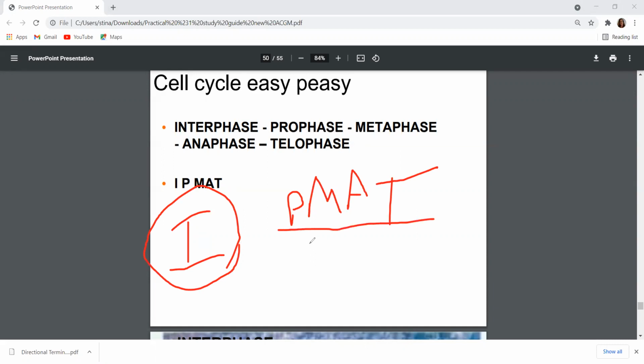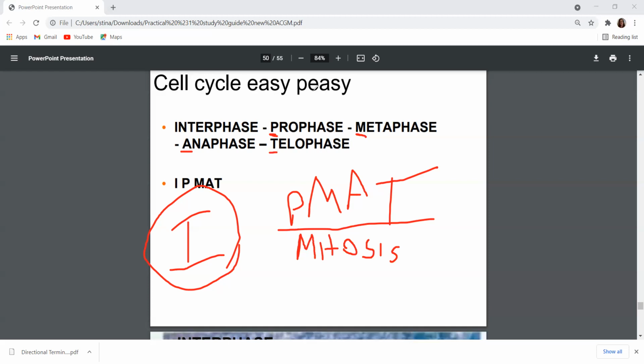PMAT are the phases of mitosis. So only PMAT. Interphase is not actually a phase of mitosis. Interphase, the I, comes before mitosis. Okay, so your PMAT is mitosis. The P stands for prophase. The M stands for metaphase. The A stands for anaphase, and the T stands for telophase.